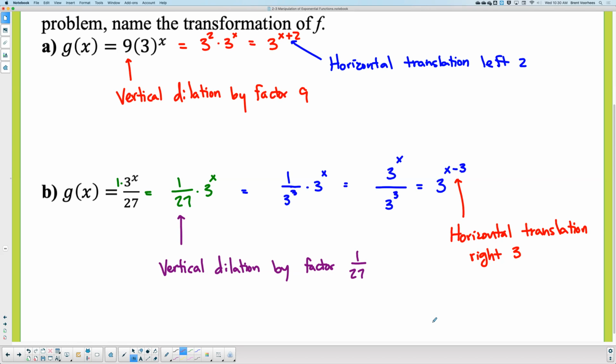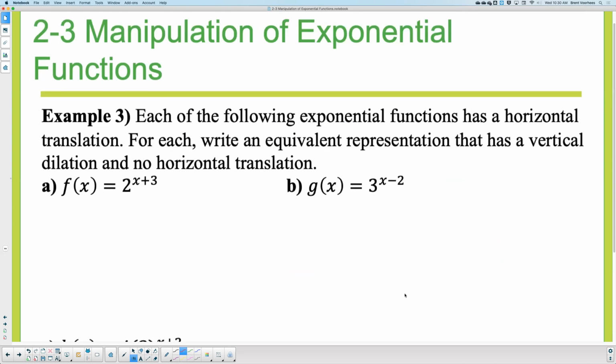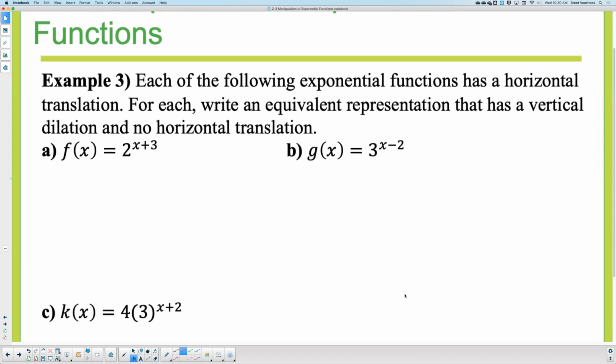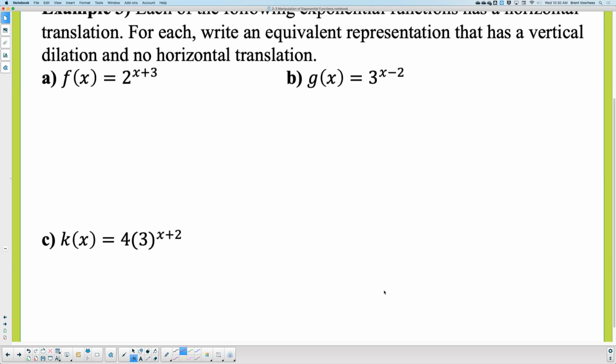All right, let's look at part C. Oh, I lied. Let's go to example 3 here. Each of the following exponential functions has a horizontal translation. For each, write an equivalent representation that has a vertical dilation and no horizontal translation. So this time we're not going to write what they are, we're just going to write it out using our properties. What property could we use on this example here?